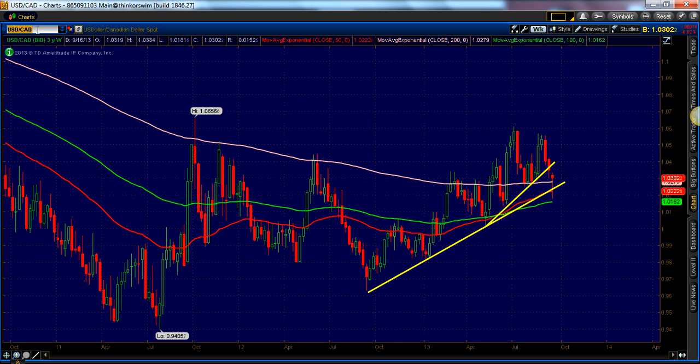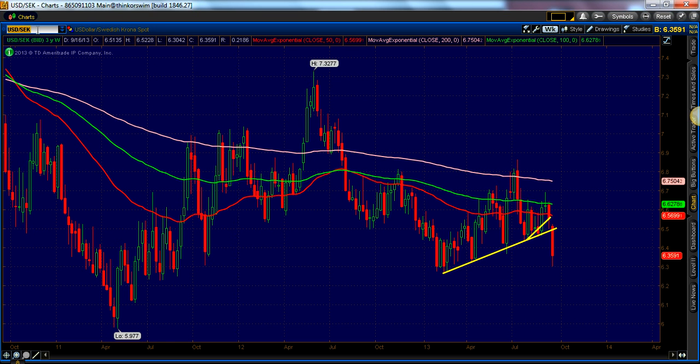Dollar CAD, it's kind of ugly here. Hasn't been doing much. Dollar Swedish krona breaking down pretty enthusiastically. 597 seems like a logical next step. That's one that if you trade, I would keep an eye on very carefully next week.